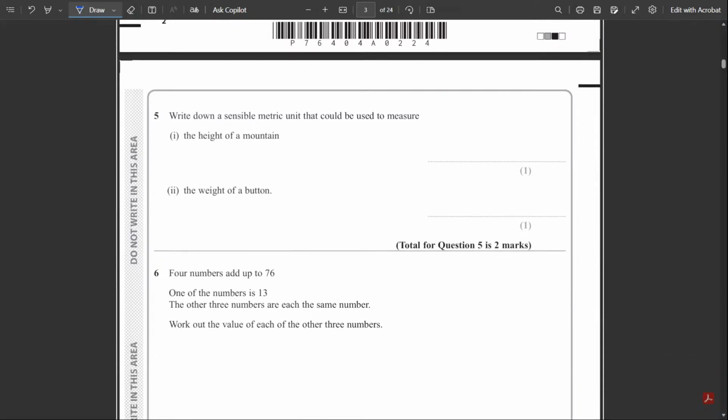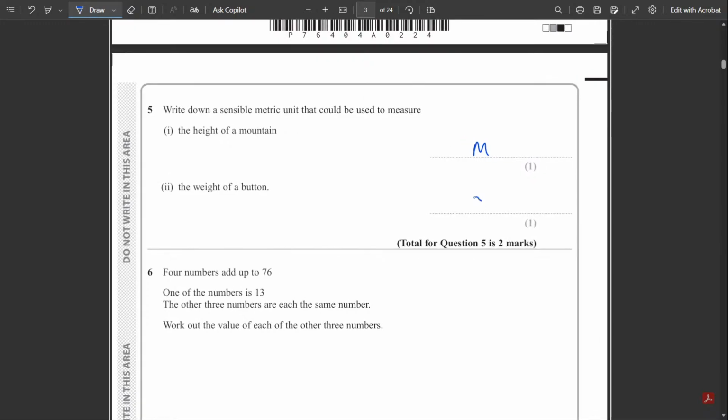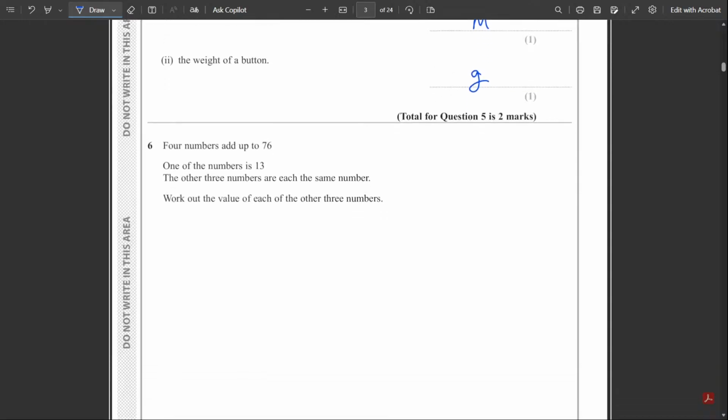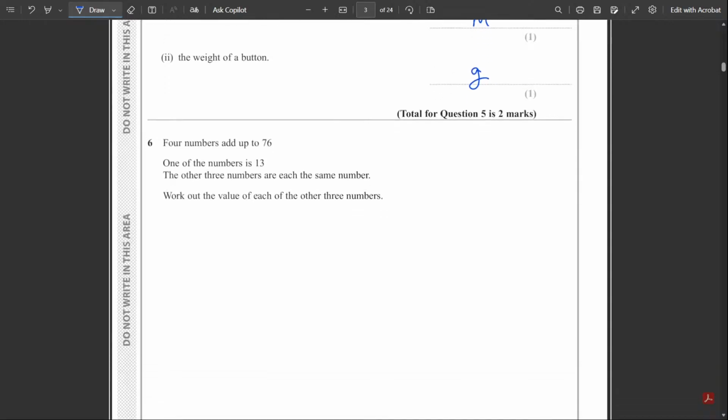Write down the sensible metric unit that could be used to measure the height of a mountain. So again, it's a height. We generally use meters, because you could do kilometers, but the most you can use is about 2 or 3 kilometers at max. Okay, generally we use meters. The weight of a button is going to be in grams. Those are the sensible units that we use to measure these things.